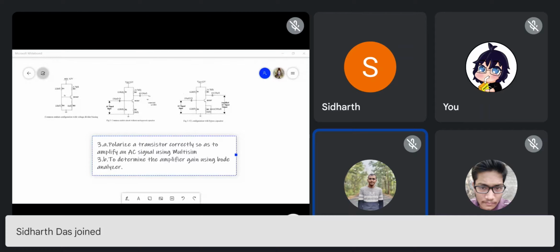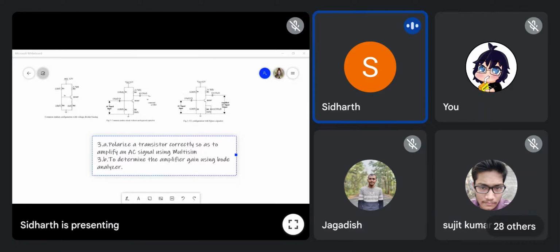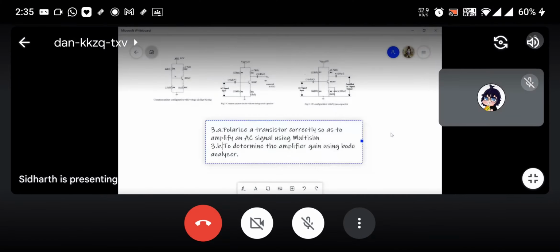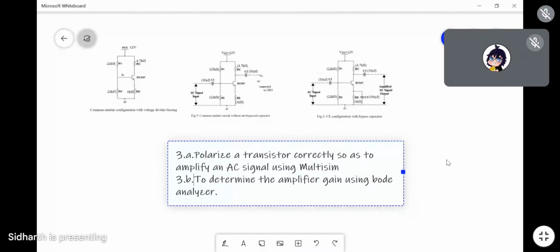Okay. So today we'll perform the third experiment, that is you have to polarize a transistor correctly so as to amplify an AC signal using Multisim, and that experiment has another part, that is you have to determine the amplifier gain using Bode analyzer. The experiment has two parts, that is CA and CB. Today we will do the CA part, and on Wednesday we will perform the CB.